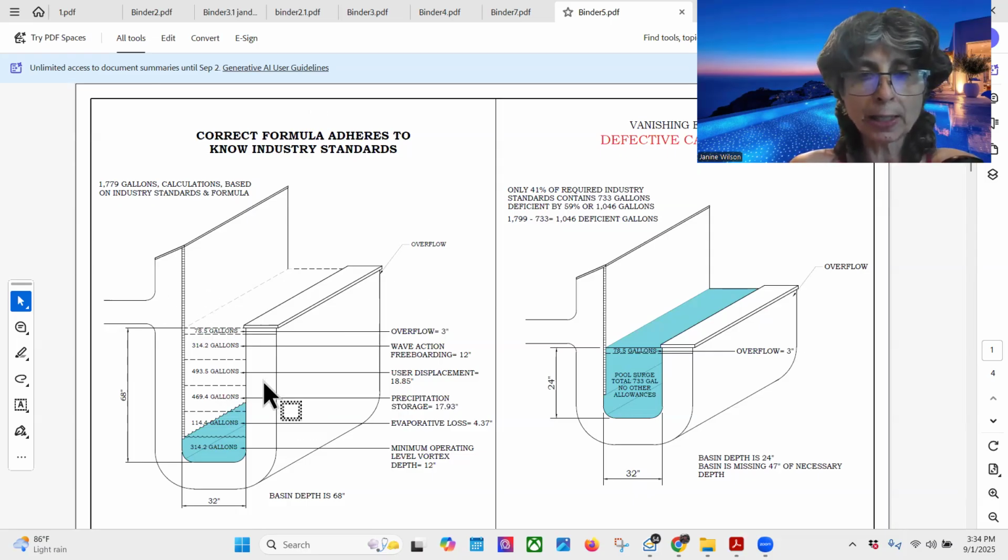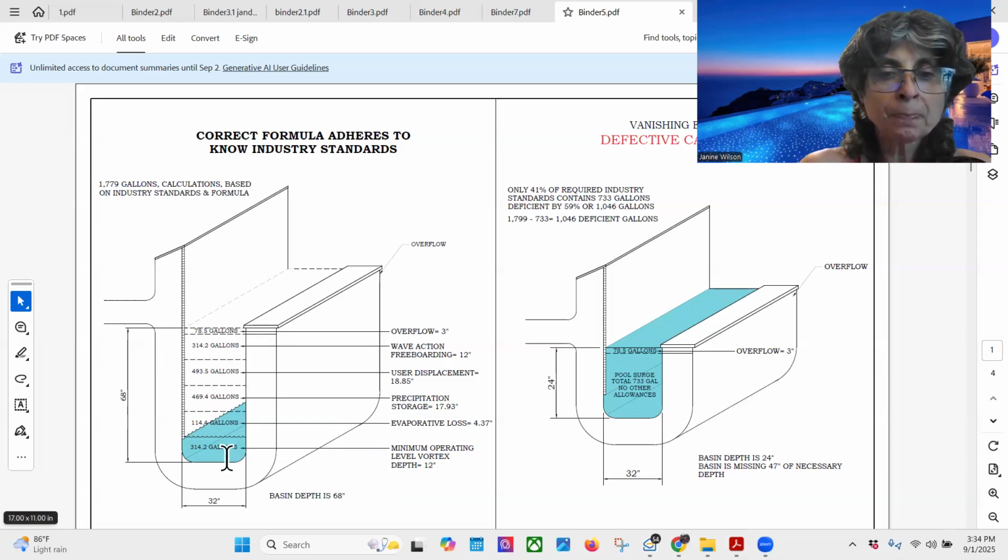Now, the correct one on the left side shows that the minimum operating level is 314 gallons, at 12 inches. The basin is 68 inches deep. It was made that deep because the basin was already built very narrow, and I had to show construction defect. If the basin were built that narrow, then it had to have been much deeper. They did 24 inches. I said it had to be 68. I used a program, which I'll talk about again later. My minimum operating is around 314 gallons, 12 inches. So out of 68, I'm using 12.